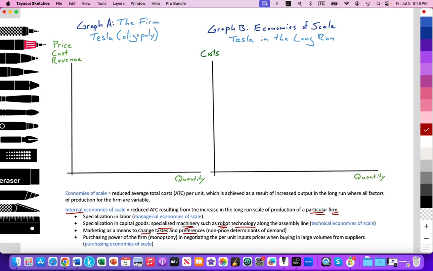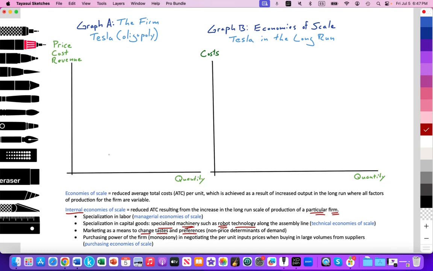And last, we have purchasing power of the firm, that as they get larger, they have monopsony power. They're able to negotiate harder with their suppliers and reduce the cost per unit for their inputs. Because they're buying such large volumes of inputs from their suppliers, they can really negotiate hard and reduce the cost per unit of input, thus achieving purchasing economies of scale.